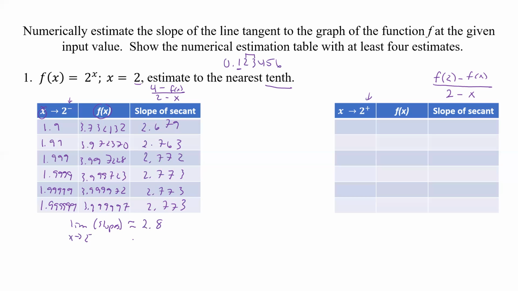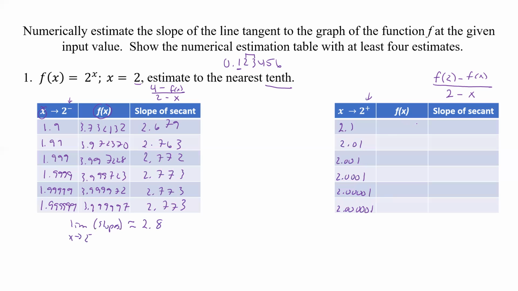Okay. Now, the same thing goes over here, except instead of going from the left side, we're going from the right side. So that'll be 2.1, 2.01, 2.001, 2.0001, 2.00001, 2.000001, okay?